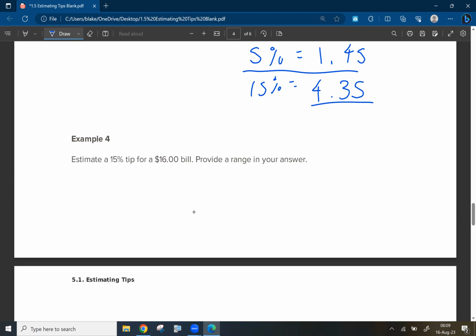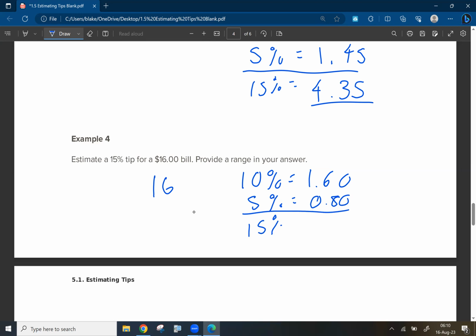So $16 bill, 15% tip. So again, we'll start with 10%. 10% is going to be $1.60. 5% is going to be half of $1.60. So that would be 80 cents. And then, so 15 is going to combine them together. 15% is going to be $2.40.